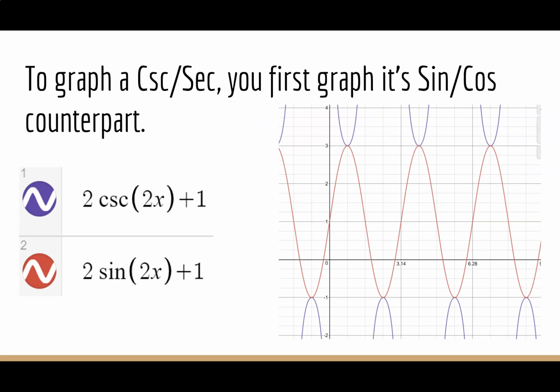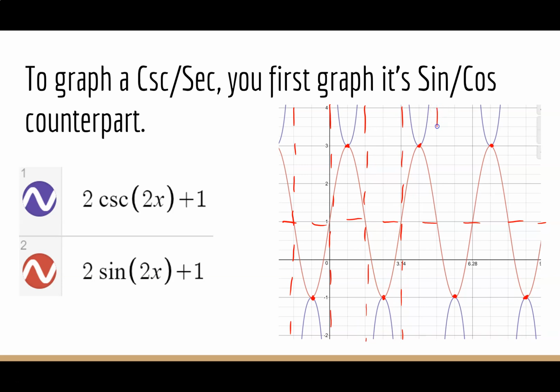So here's an example where we have 2 cosecant 2x plus 1 and 2 sine 2x plus 1, and they both match up perfectly. Once again, everywhere the sine wave has a min or max, the cosecant will have a parabola. Everywhere the sine wave crosses its midline, the cosecant will have an asymptote. So let me draw those in.